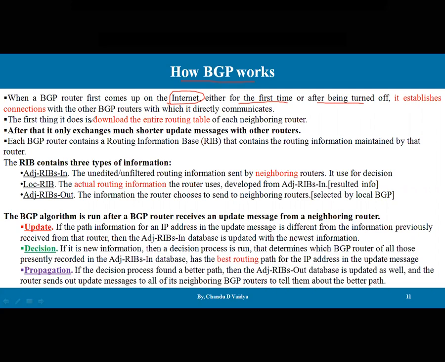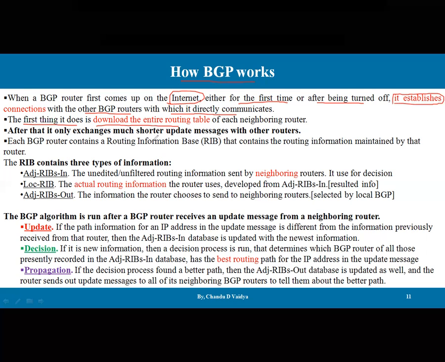It will establish connections with the other BGP routers with which it communicates directly. Okay, so if there is a directly connected router there, the very first thing BGP does is establish a connection between them. Then the first thing it does is download the entire routing table of each neighbor router, because it has come to that network for the first time and doesn't know anything about those routes.